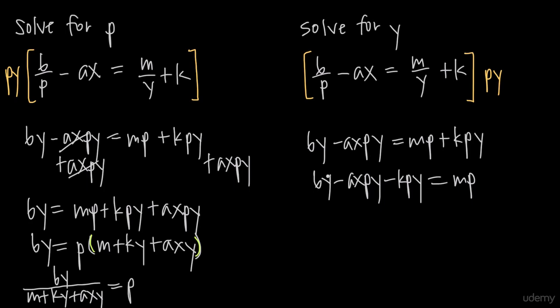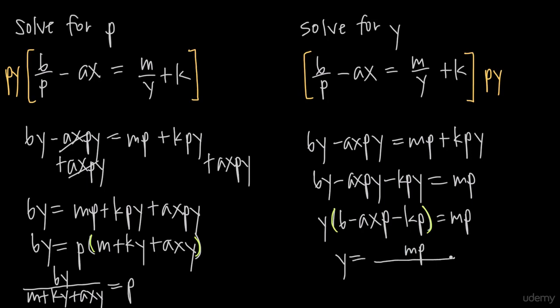We have all of our y's over here on the left. We just want to factor out a y like we did before. So factor out a y and we get y times 6 minus axp minus kp is equal to mp, and now to get y by itself, we just divide through both sides by this polynomial because that'll leave us with just y on the left. So we'll get y is equal to mp divided by that polynomial, 6 minus axp minus kp.